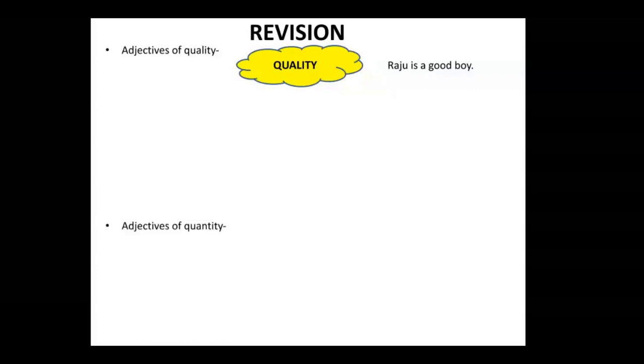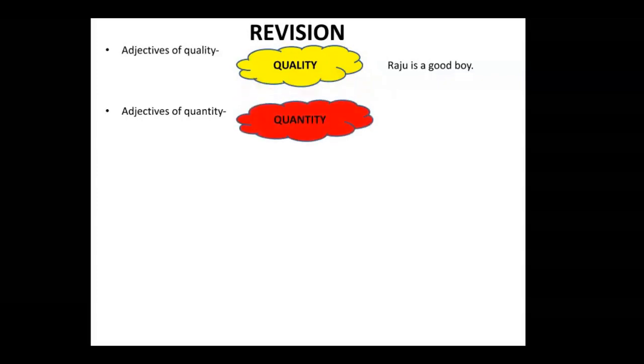The second type we studied, adjective of quantity. Remember the word quantity? It tells us something about the quantity of a noun or pronoun. I want more ice cream. How much ice cream do I want? I want more ice cream. So here the word more is an adjective of quantity.